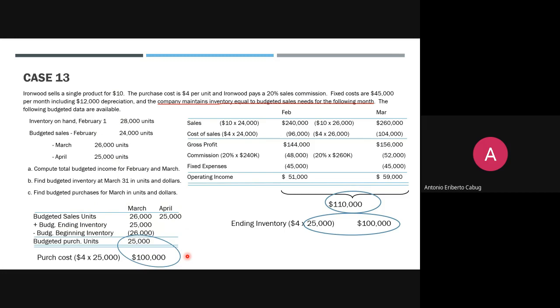Ending and beginning. Yung naka-underline na kulay red, basahin mo ulit. The company maintains inventory equal to the budgeted sales needs for the following month. So what are we going to purchase for March? Yung sales for March, kailangan natin yon. And then, add the ending inventory of March. It should be 100% of next month's sales, 25K. And then, end ng February, na-prepare na rin natin yung 26K. So the beginning inventory is 26K for March. Okay? So 26 plus 25 minus 26. The budgeted purchase units is 25,000.